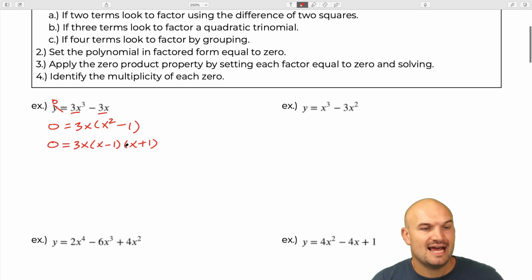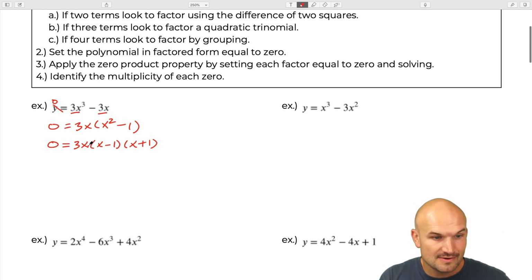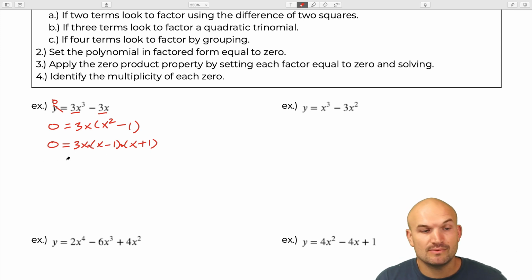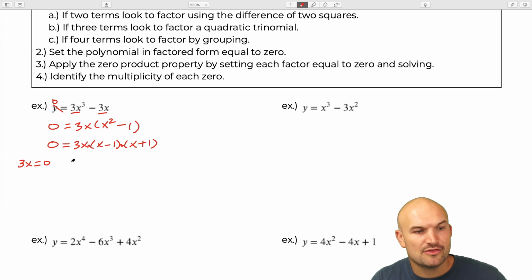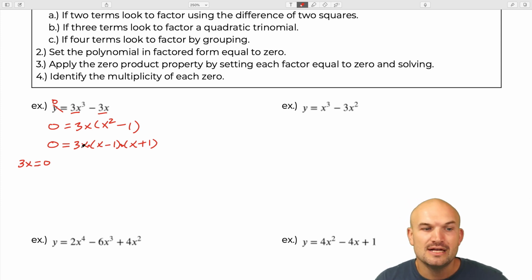Now you can see that I have a set of 3 factors that multiply to give me 0. So I'm going to take each and every one and set them equal to 0. I already covered this once, but it's something that keeps on coming up: do not set 3 equal to 0, because 3 is not equal to 0. 3 is a scalar. Remember, when we're setting our factors equal to 0, they have to include a variable.